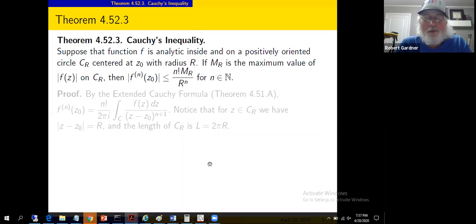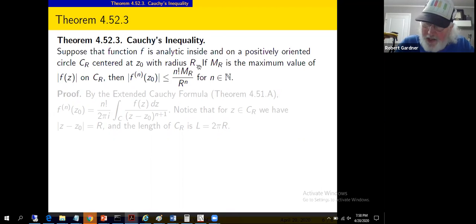And one more result, and then we'll look back at the notes, deals with a bound on what will ultimately become coefficients in a power series, provided we get to a power series. Cauchy's inequality says, suppose that function f is analytic inside and on positively oriented circle C sub r centered at z sub 0 with radius r, blah, blah, blah.